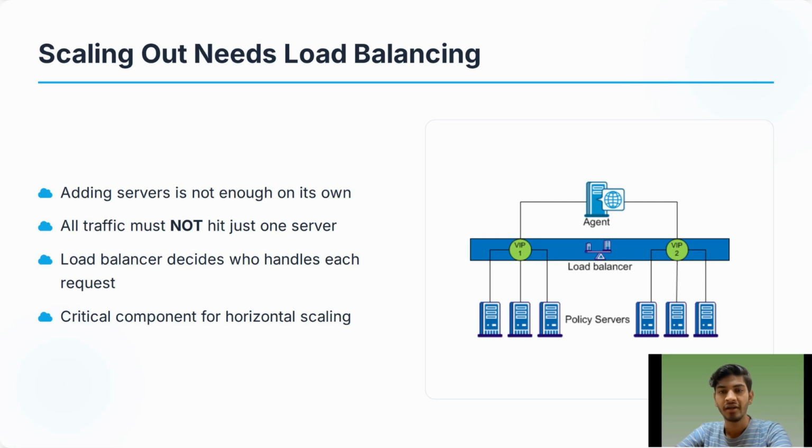Scaling out, or adding more servers, is only effective if traffic is actually shared between them. Without a load balancer, even if you have 5 servers, all traffic would still hit server 1 and nothing would improve. The load balancer acts like a traffic manager. Every incoming request passes through it, and it decides which server should handle that request. This is what makes horizontal scaling possible.